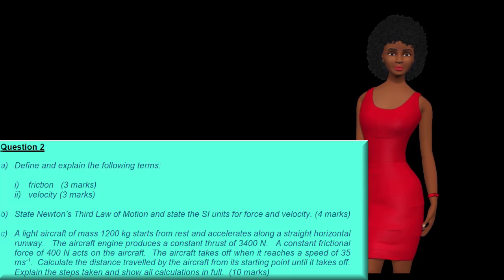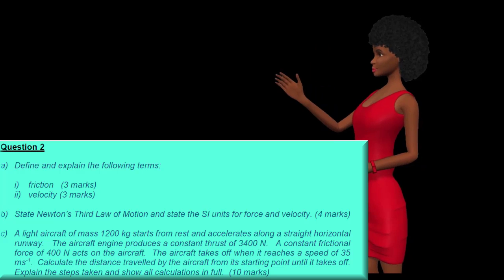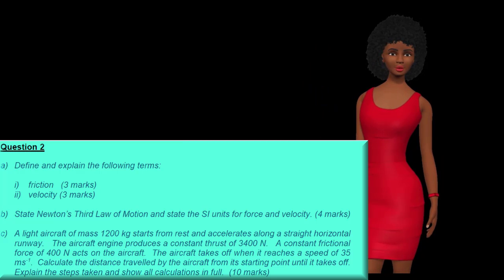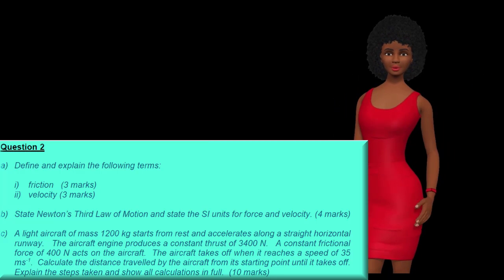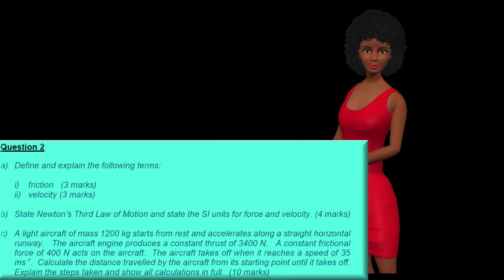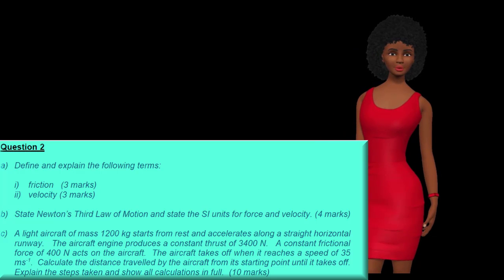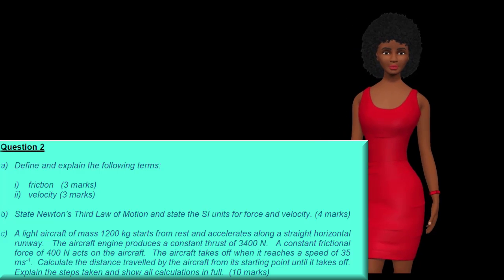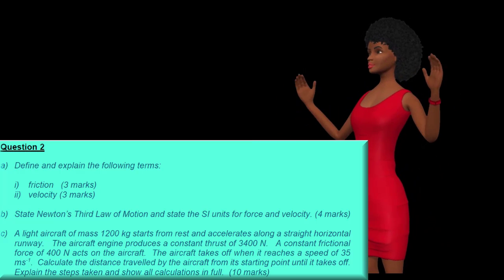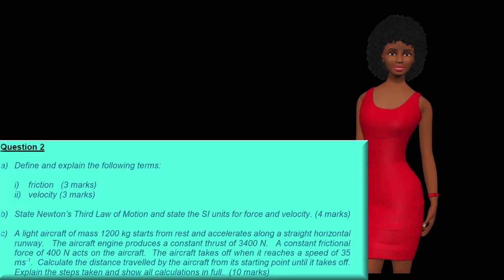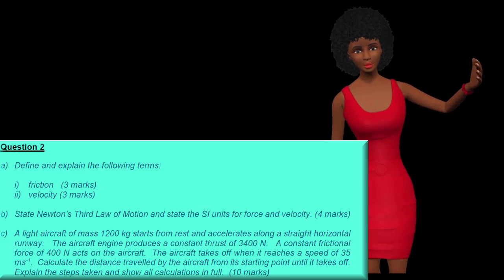4 marks. C. A light aircraft of mass 1,200 kilograms starts from rest and accelerates along a straight horizontal runway. The aircraft engine produces a constant thrust of 3,400 N. A constant frictional force of 400 N acts on the aircraft. The aircraft takes off when it reaches a speed of 35 m/s. Calculate the distance traveled by the aircraft from its starting point until it takes off. Explain the steps taken and show all calculations in full.